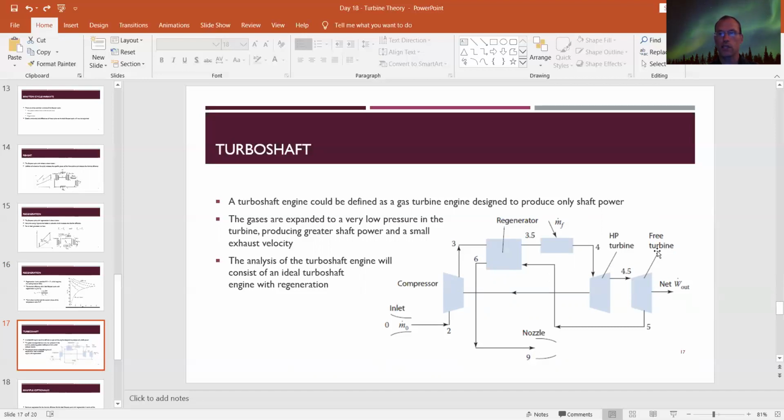So basically what I want from this free turbine is to essentially slow down the air to a velocity of 0, because if the air has a velocity greater than 0, that's basically losing energy. So some of the energy has gone to increase the velocity or temperature of the air. I'd rather have that energy go into spinning my turbine, getting shaft work out of it.